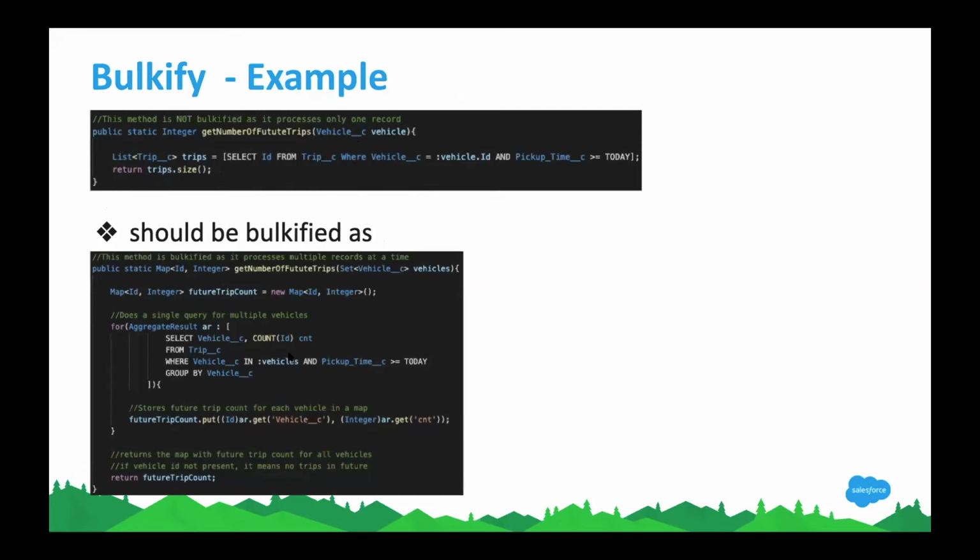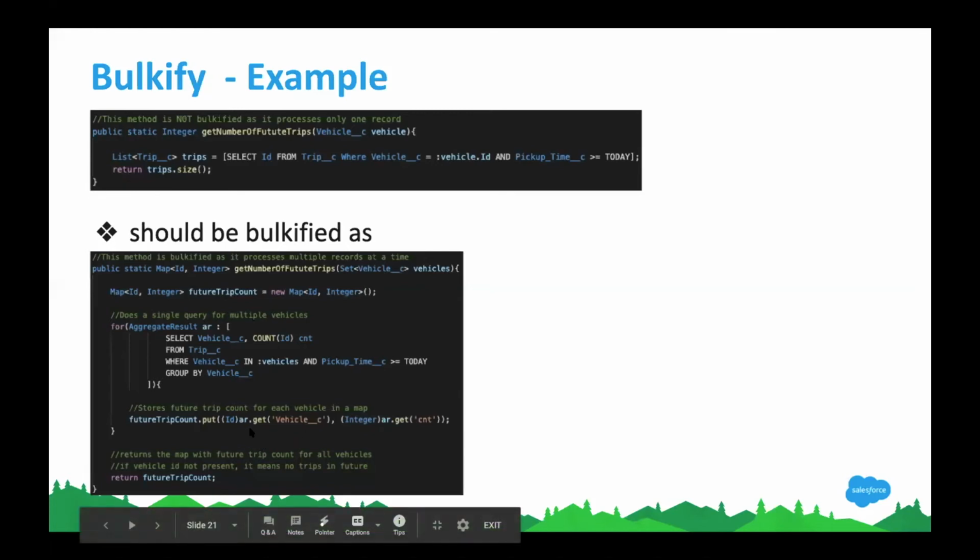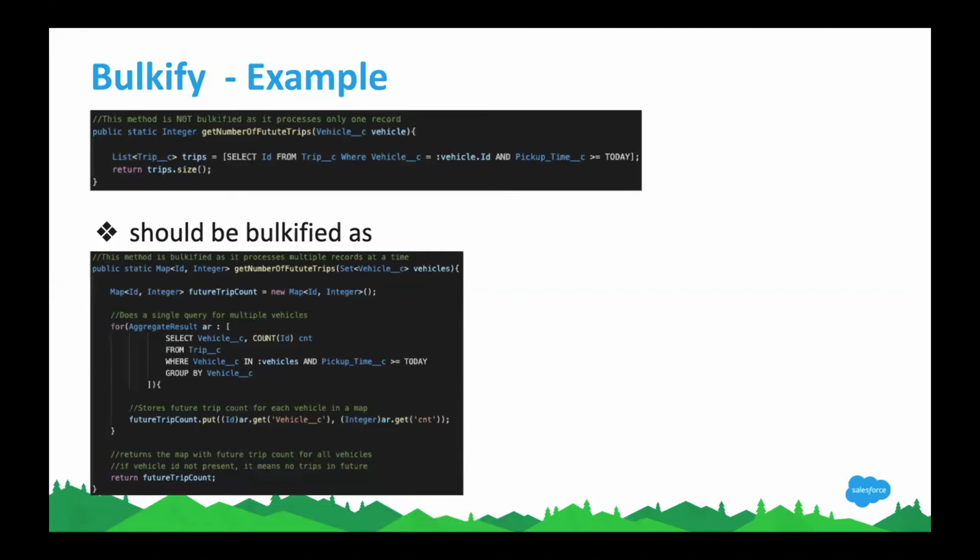But here on the second part, you see we get a set of vehicles, which can be more than one vehicle, of course. And using that set, we are querying the trips related to the particular vehicle, and then we are sending out a map of vehicle to list of trips to the method that is using this particular class. So that is what we have here.